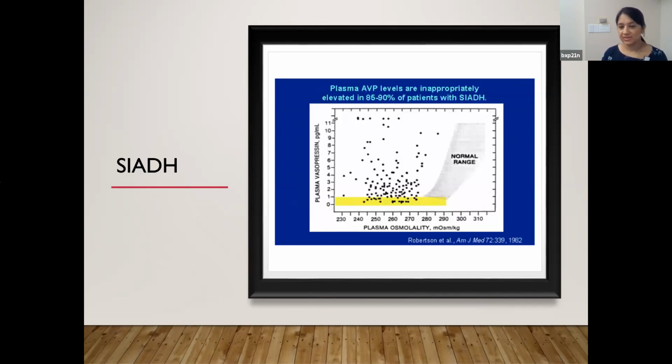Normally, your ADH will be secreted when your plasma osmolality is more than 280, and it goes up, about 290 and up, it keeps on rising, right? Here, most of them, almost 85 to 90%, had the elevated ADH, way below whatever the normal trigger is.